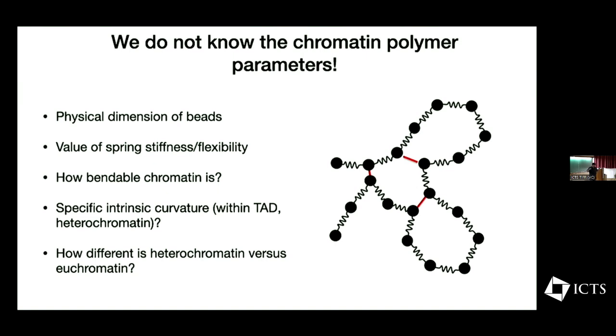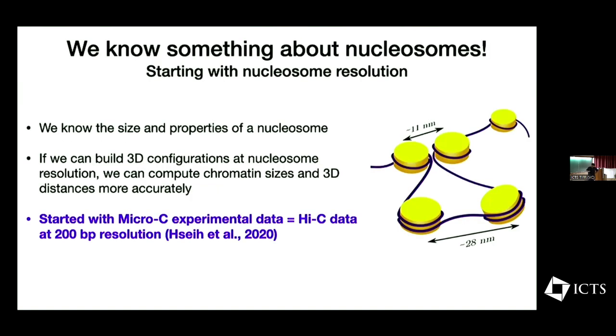We would like to understand this from some data. Since we know something about nucleosomes, when we were thinking about this problem, this micro-C experiment data came up. Micro-C is the Hi-C at nucleosome resolution, where one can get the contact between any two nucleosomes or at 200 base pair segments. So we started with this micro-C data from mouse embryonic stem cells.